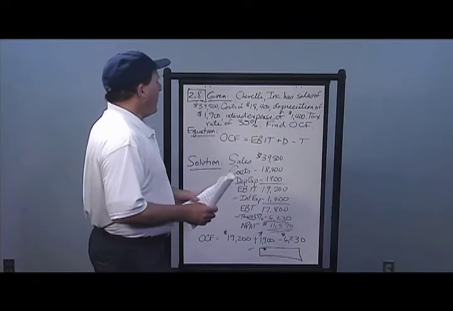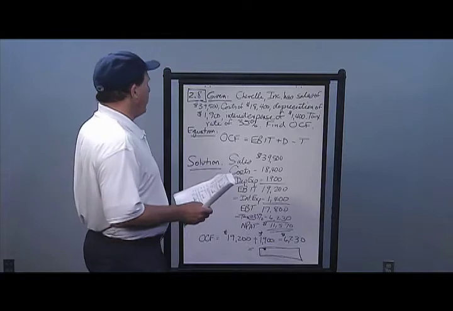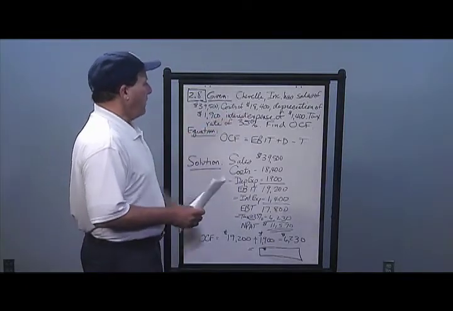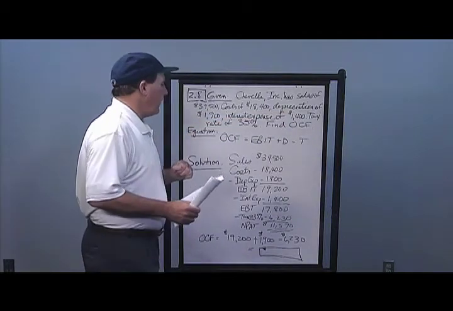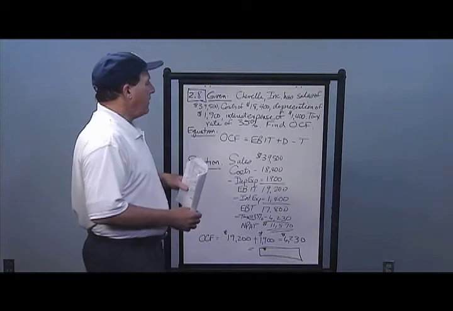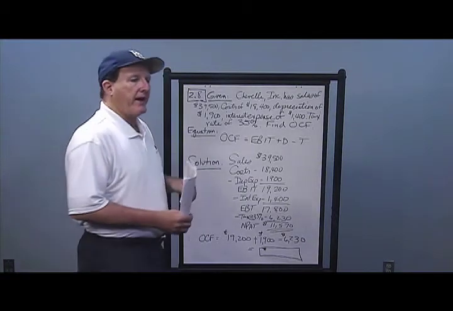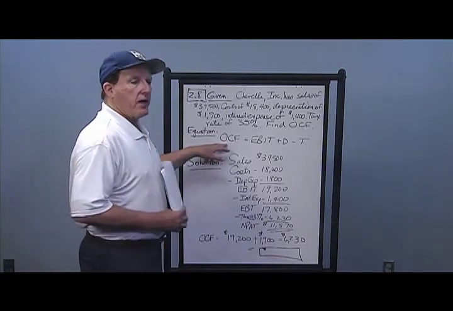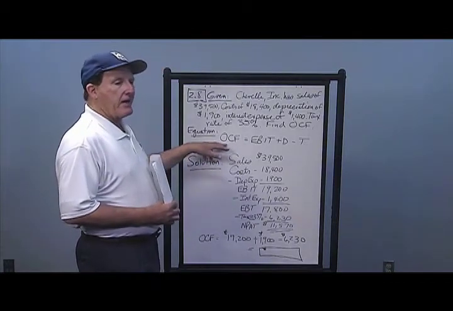In problem number 8, we are given that Chevelle has sales of $39,500, cost of $18,400, depreciation expense of $1,900, interest expense of $1,400. The tax rate for this company is 35%. Find the OCF, or operating cash flow. We know that one of the 4 ways we can calculate OCF is EBIT plus D minus T.